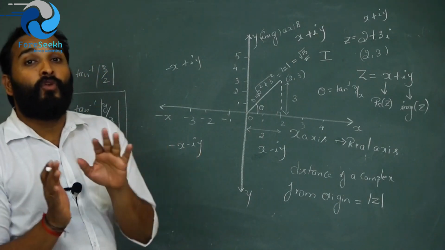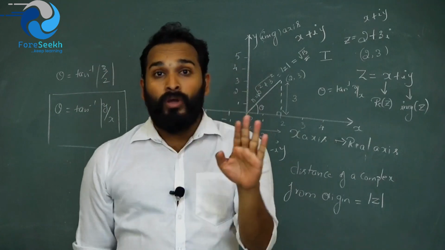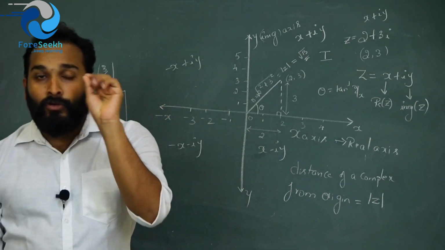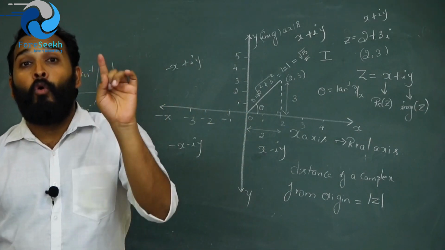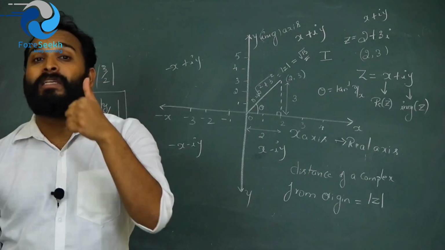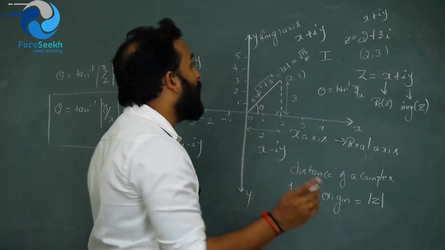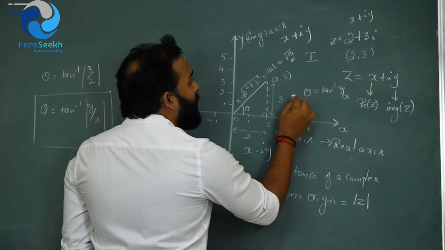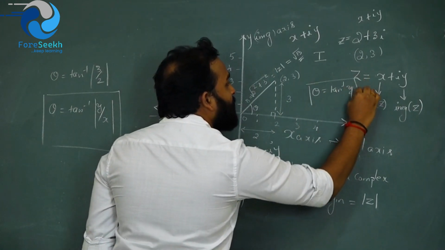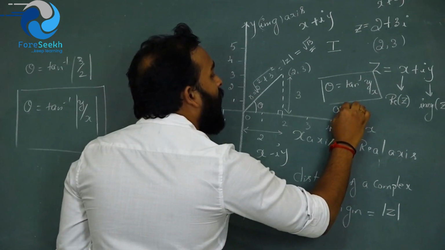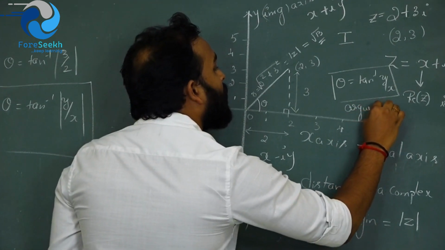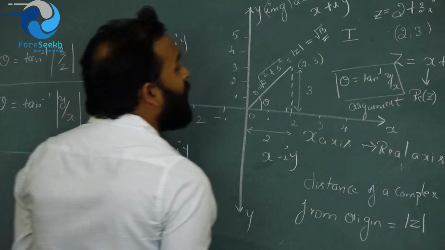Is it the same for all other complex numbers in different quadrants? No, it is not the same. You will write theta is equal to tan inverse of y by x as the argument only if the complex number is of the form x plus iy, which lies in the first quadrant. What if it lies in the other quadrants? Let's see here. If it is in the first quadrant, we have written tan inverse of y by x. This is the argument of the complex number. So try to understand, it's very important.